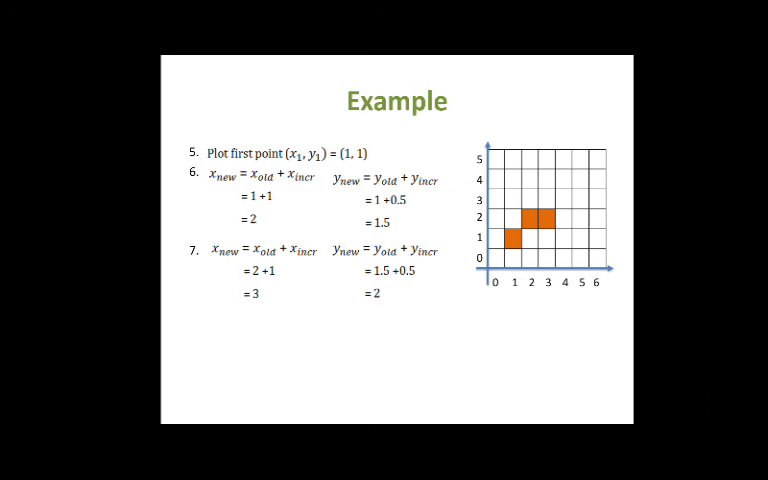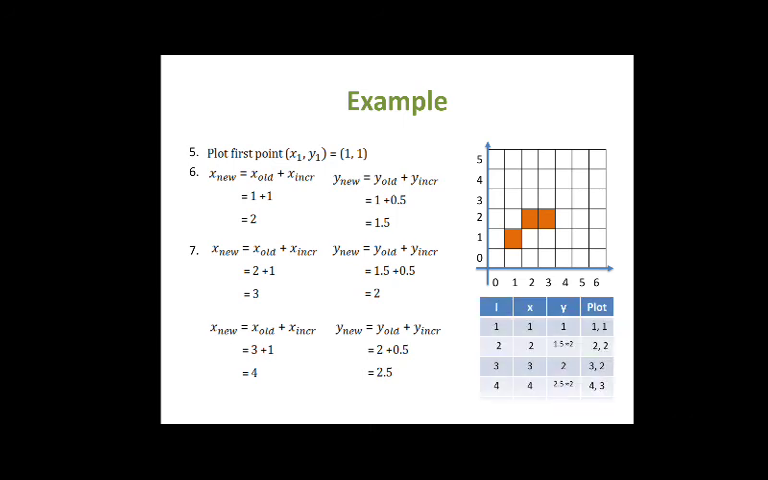For the next point, x old is 3 and the x increment as usual is 1, so it becomes 4. The same way, y old is 2, plus 0.5, that is 2.5. Now whenever I show it in the table I round off this 2.5 as 3, right? So this 2.5 becomes 3. So the point is shown as 4 comma 3. So you can see here 4 comma 3, right?